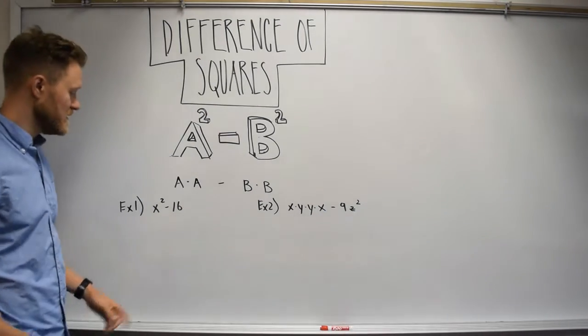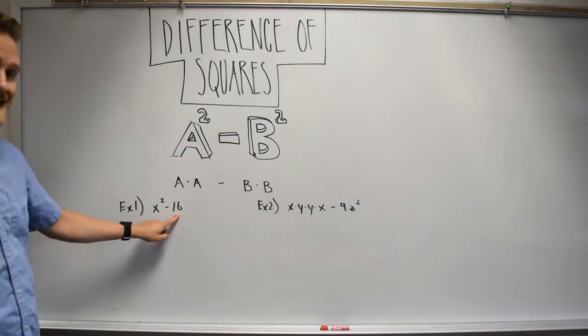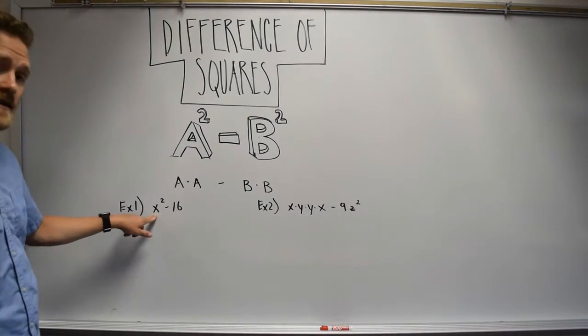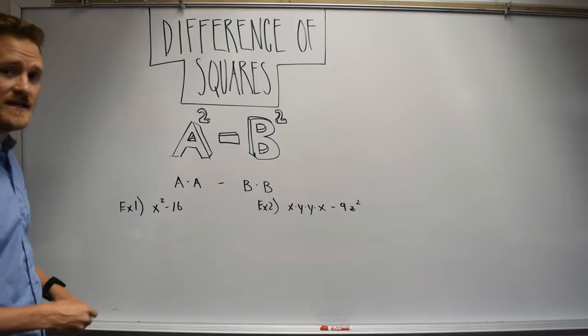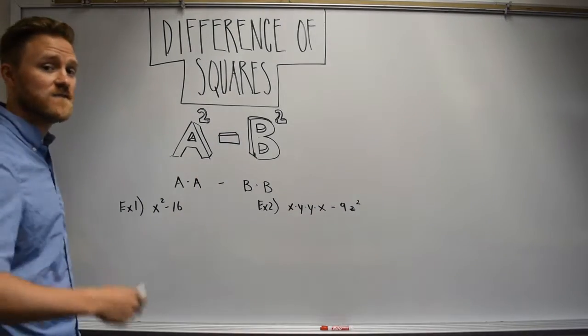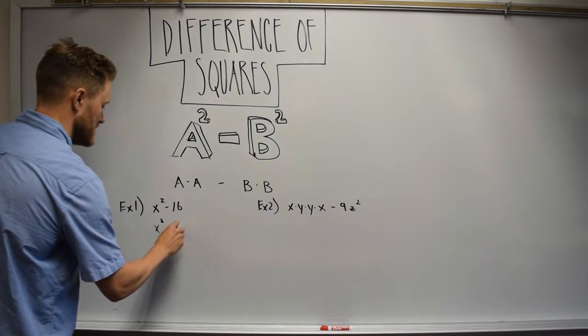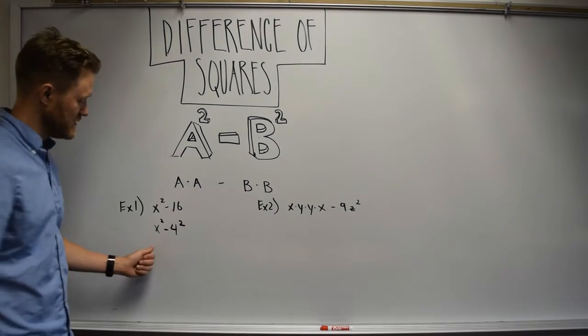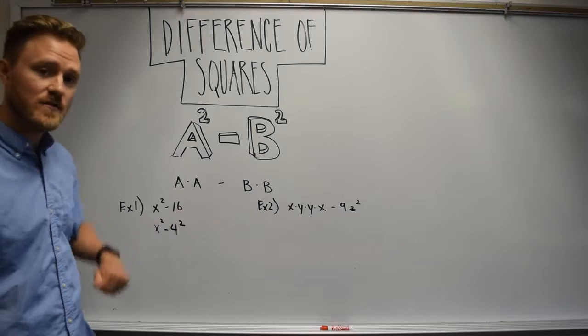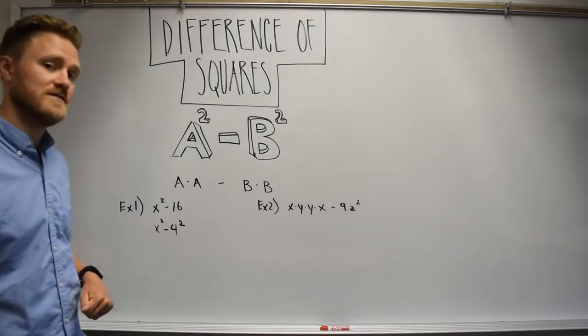So if I have x squared minus 16, x squared is already a square. 16 I can write as 4 squared. So I can write this as x squared minus 4 squared. So I have a square minus a square, so it's a difference of squares.